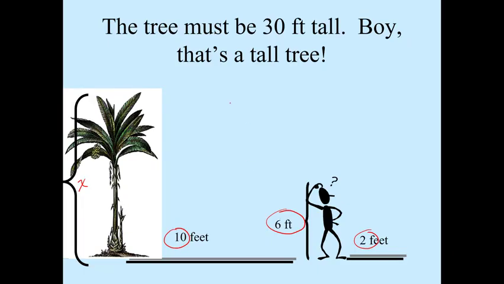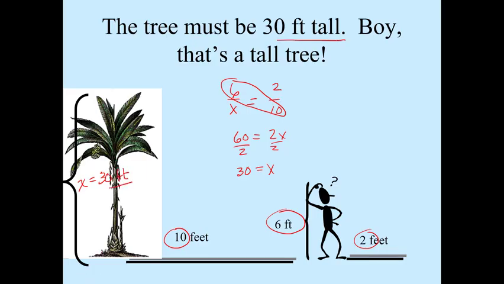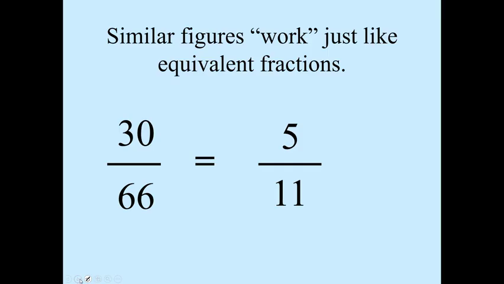All right. Okay, let's do 6 over x equals 2 over 10. Cross multiply. What is 6 times 10? 60 equals 2 over x. Divide by 2, divide by 2. So x is 30. So this tree is what? 30 feet tall, which it tells me right there. Okay? All right, so we did a good job.